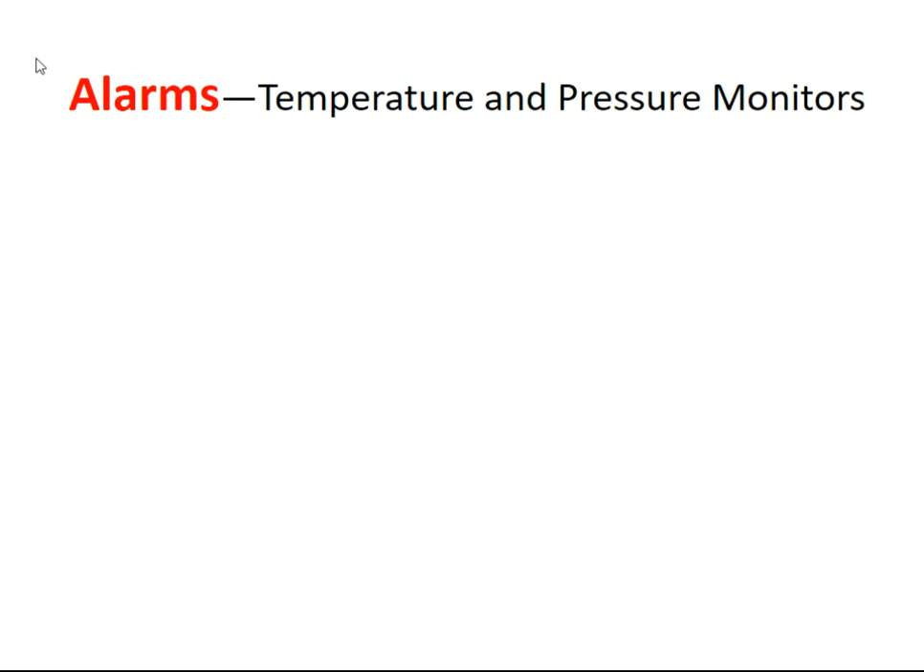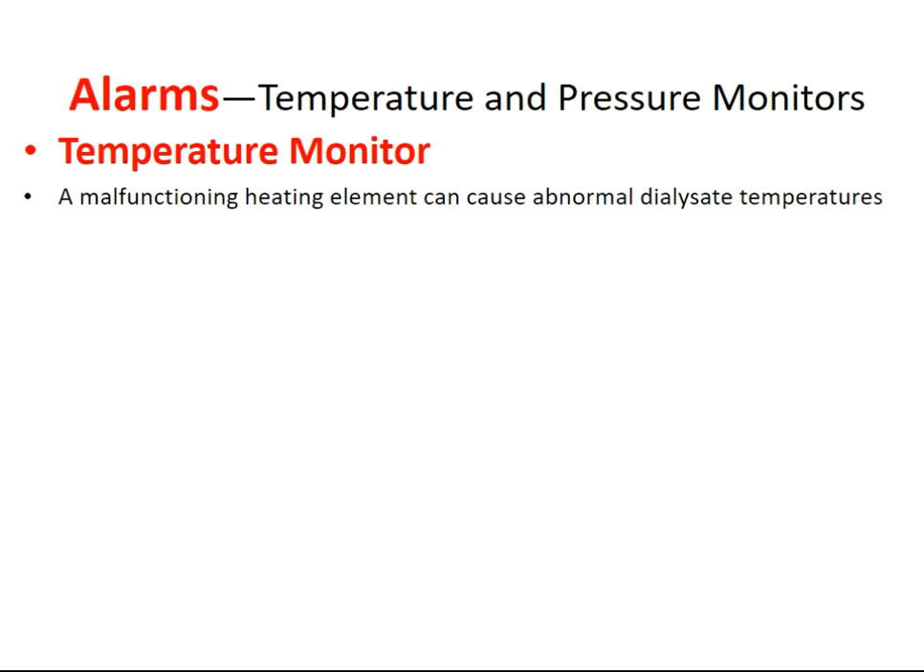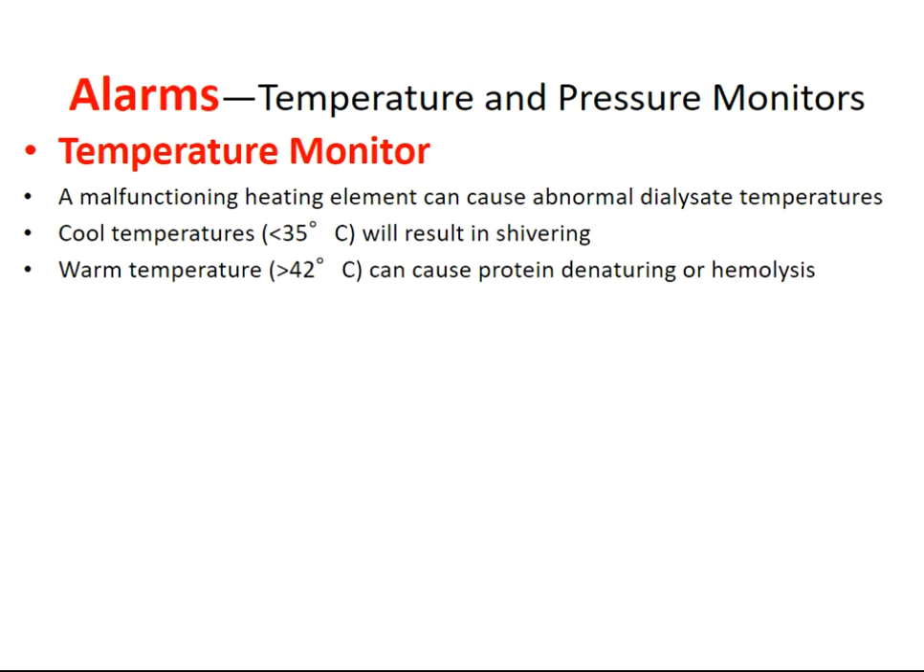Hemodialysis machine alarms: temperature and pressure monitor. Temperature monitor: a malfunctioning heating element can cause abnormal dialysate temperatures. Cool temperature will result in shivering. Warm temperature can cause protein denaturing or hemolysis.